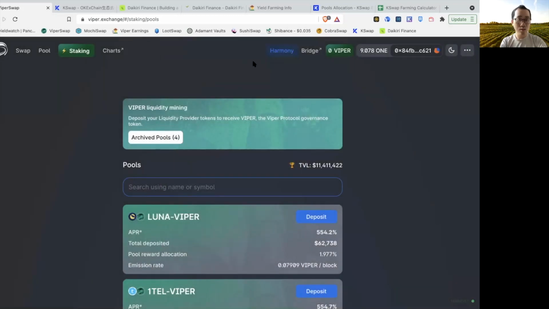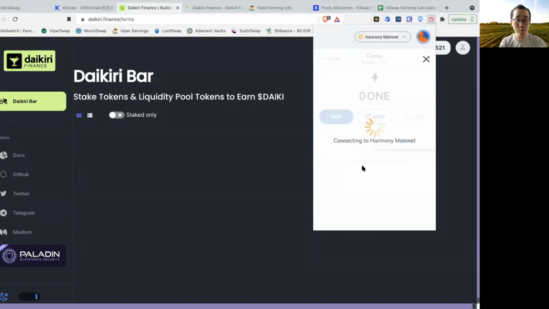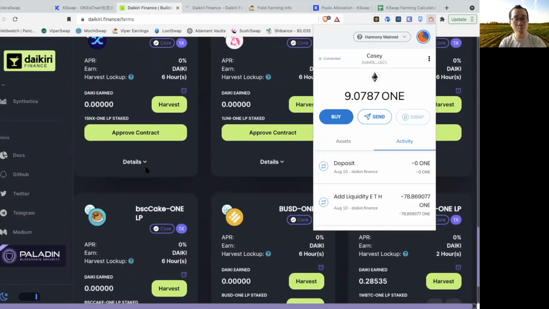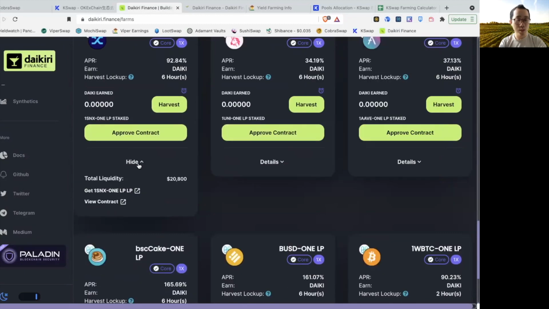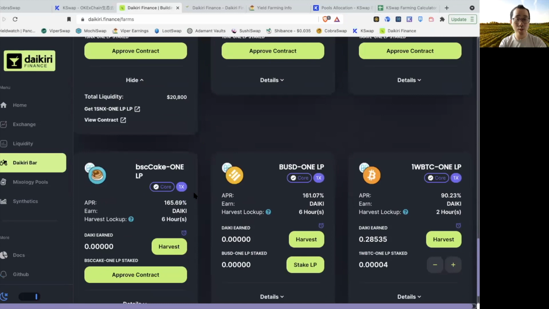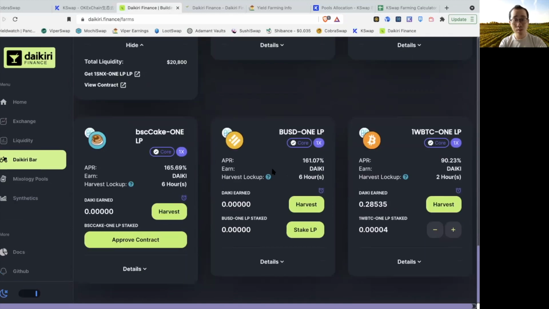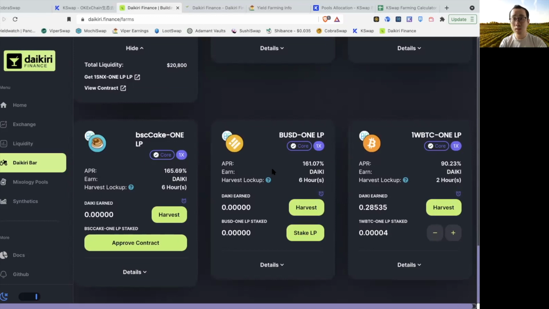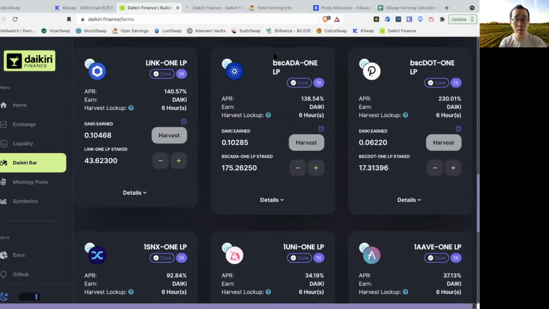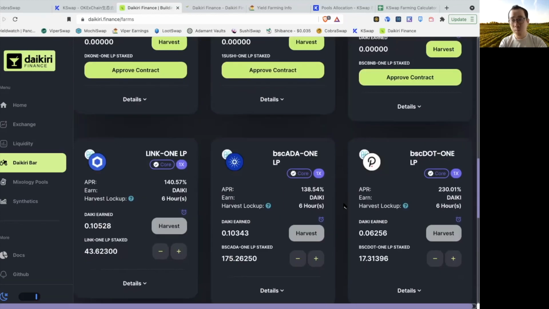So what I've done is I've started to look for other farms elsewhere and enter Daikiri Finance. In the previous video, when I was talking about the Harmony 1 ecosystem, I didn't cover Daikiri Finance as much because liquidity was very low, meaning that if you were to swap your coins on this exchange, you'd be hit with high slippage. However, when compared to SushiSwap or ViperSwap, these APRs are looking more and more attractive. So 90% on BTC1 pools and over 130% on BSC ADA pools, and you have this Polkadot pool and the Link pools, which are both doing pretty high APRs, 230% and 140%.